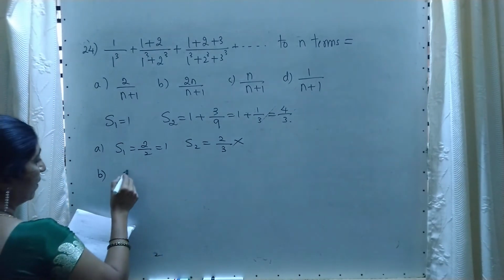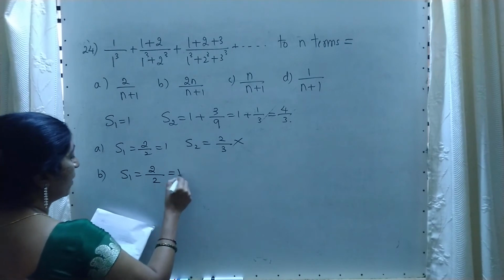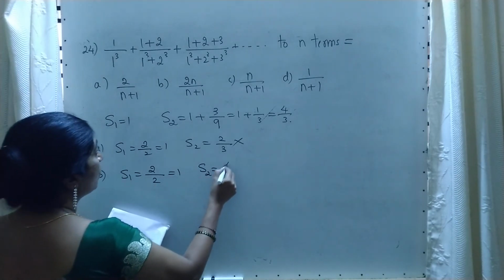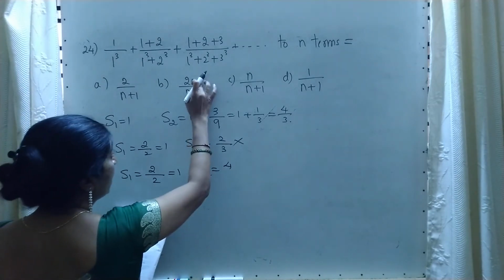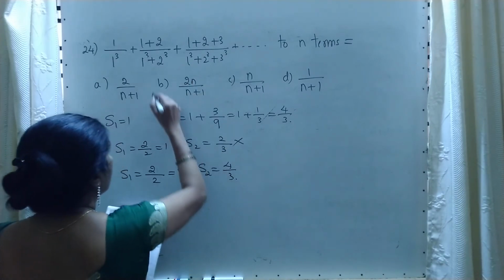Moving to the second one. S1 is 2 by 2. That is 1. What is S2? In place of n we are writing 2. It is 4 divided by 3. So the answer is B.